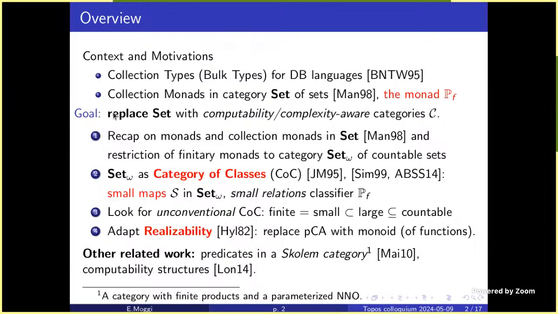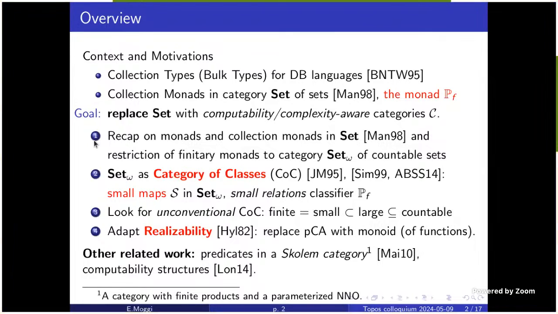The goal of this presentation is to generalize the idea in this paper by Manes so that we can replace set with some other category that is more suitable in the context of database languages, in particular categories where arrows correspond to functions that can be computed in polynomial time or anyway low complexity.